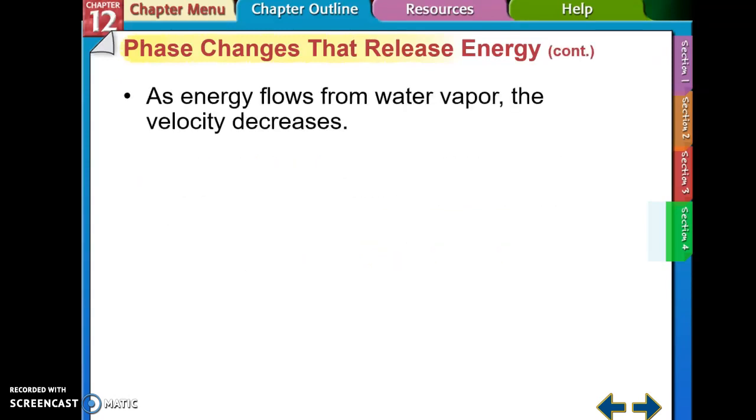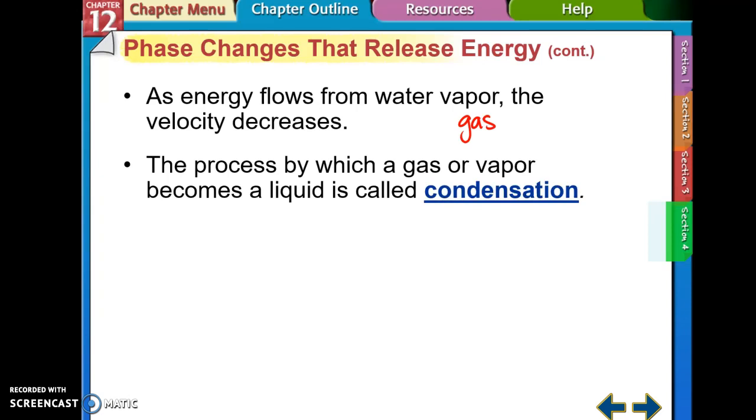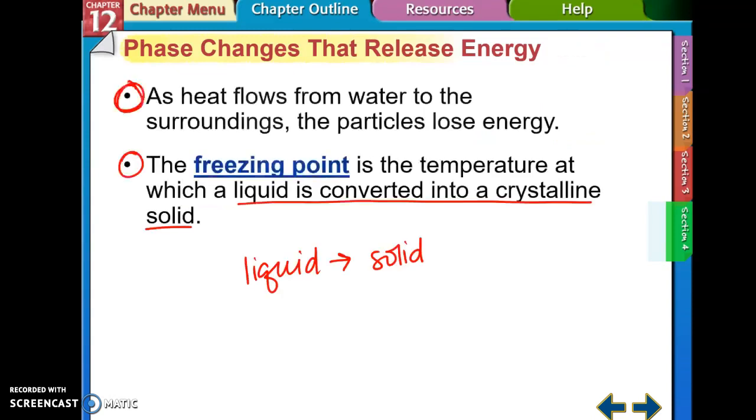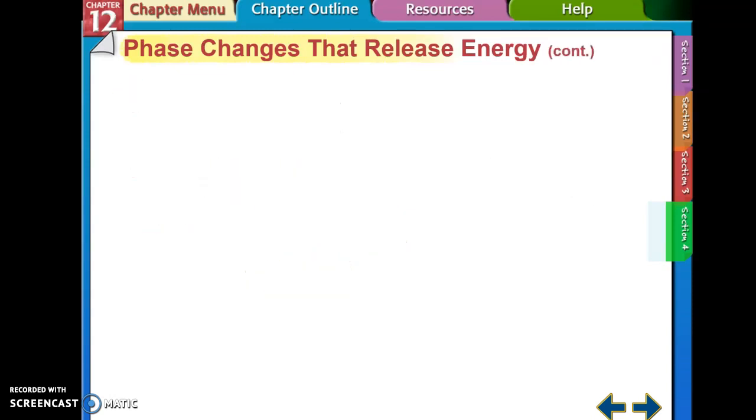When you're talking about water vapor, when a vapor, which is a gas, loses energy, that means that the particles slow down. So a gas would then condense into a liquid. That's called condensation. So condensation is when you have a gas becoming a liquid. It is the opposite of vaporization. And remember that freezing is the opposite of melting.